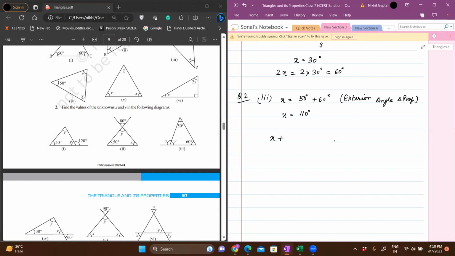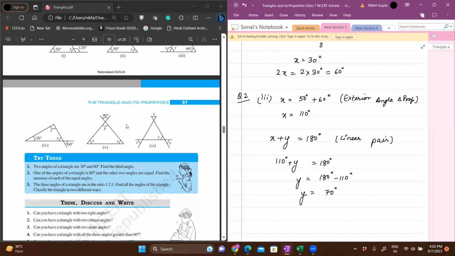Now x plus y, because they are lying on a straight line, their sum will be equal to 180 degrees because they are forming a linear pair. So x, which is 110 degrees, plus y is equal to 180 degrees. So y will be equal to 180 degrees minus 110 degrees. So that is 70.